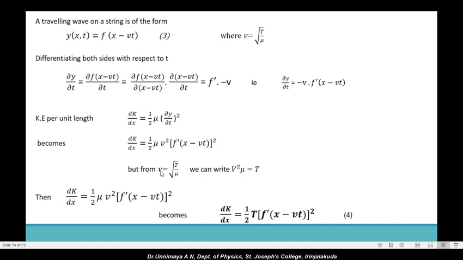And we know that v is equal to root of T by mu. Squaring this term, v square mu will be equal to T. So here replace mu v square with T. Then dK by dx, which is half mu v square f prime (x minus vt) whole square, becomes equal to half T f prime (x minus vt) square. This is the kinetic energy per unit length in terms of tension T and f prime (x minus vt).